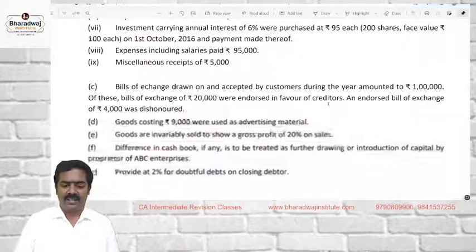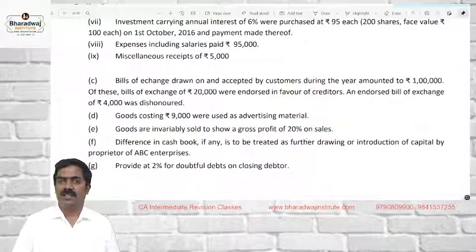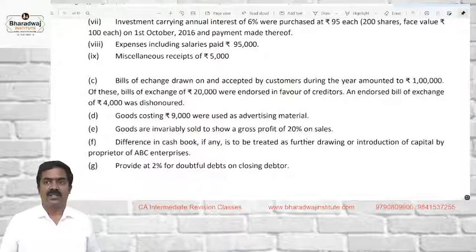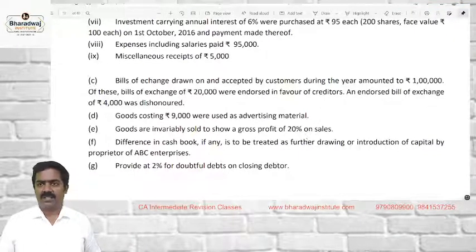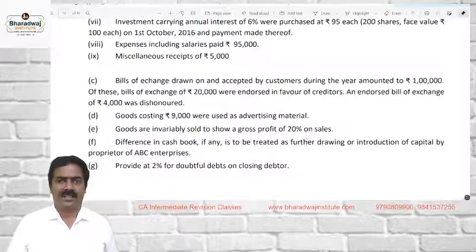So here what is given to us? Gross profit on sales is given to us. So first what you have to do? You have to prepare creditors account. Then find out purchases. Then make out the cost of goods sold. Then make out sales. Then based on that cash sales, credit sales and all we can work out.